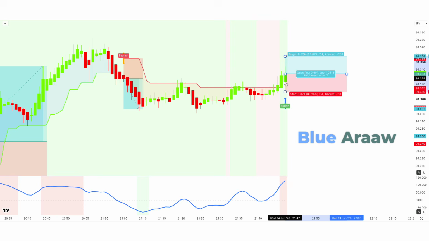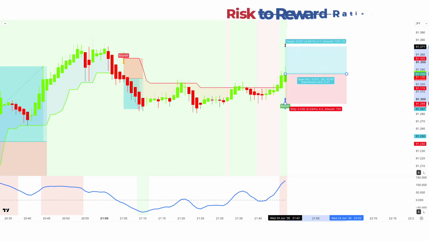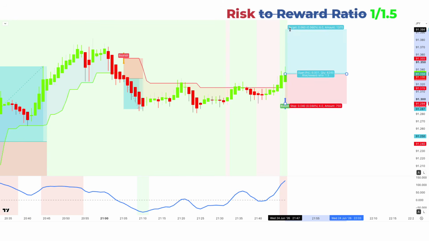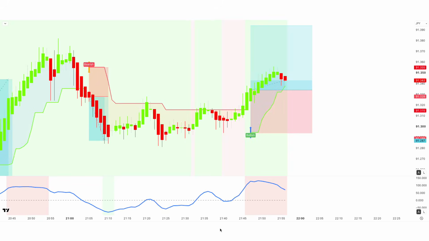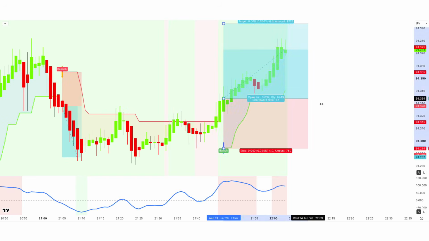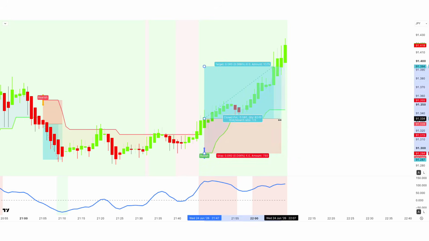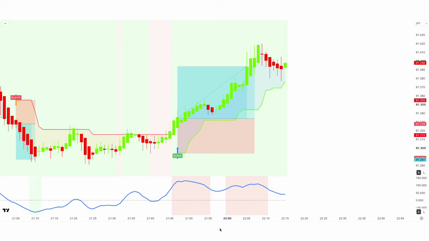Our stop loss is to be placed at the blue arrow, and the risk-to-reward ratio will be 1:1.5. Let's see what happens to our trade. Our trade is running in profit. We have won the trade. Let's find the next trade.